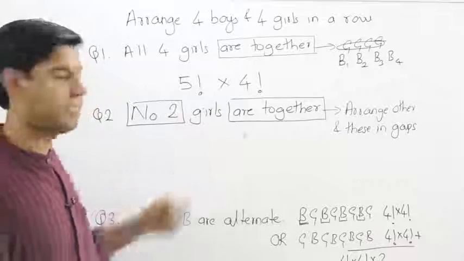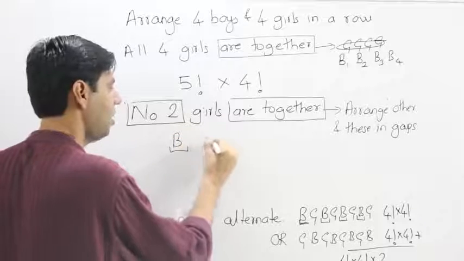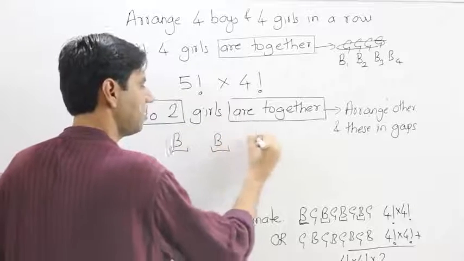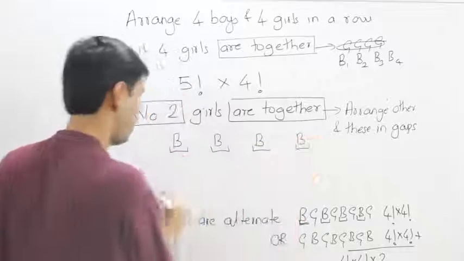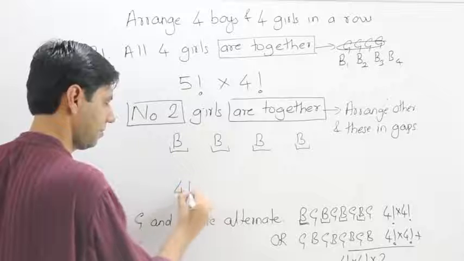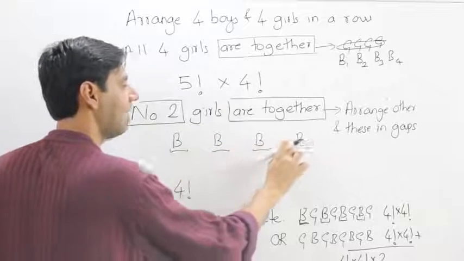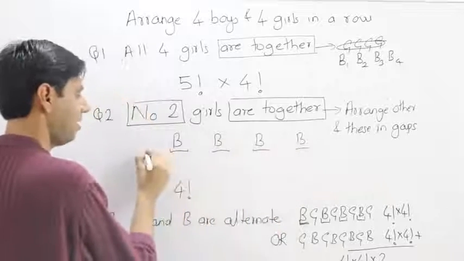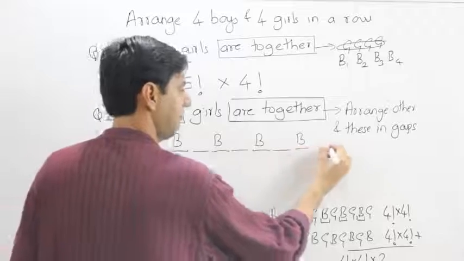So girls should be kept separate, so arrange the boys first. So fix positions for the boys, 4 different positions. Let's say the boys could be arranged among themselves in 4 factorial different ways. And now focus on the gaps. So which are the gaps left? There's a gap here, first, second, third, fourth, and fifth.